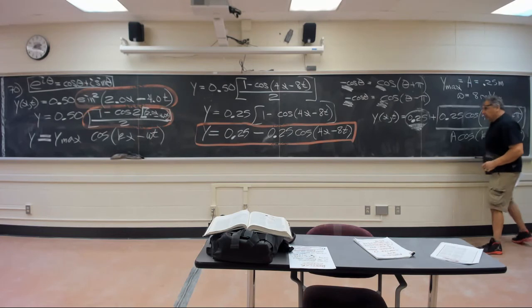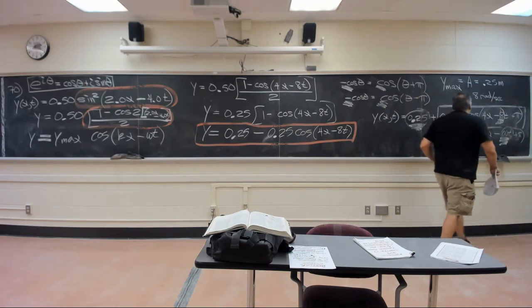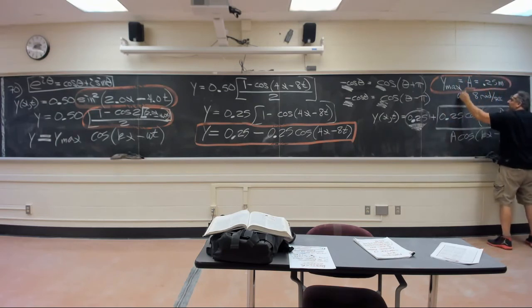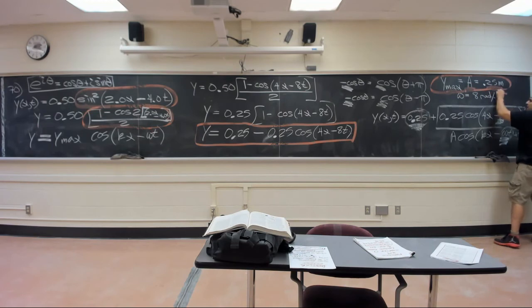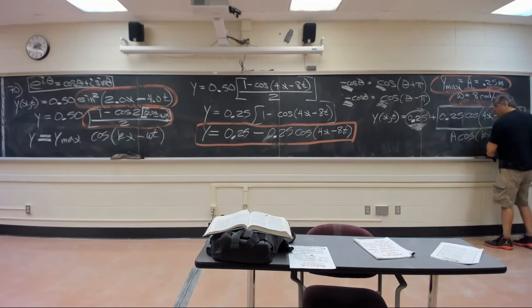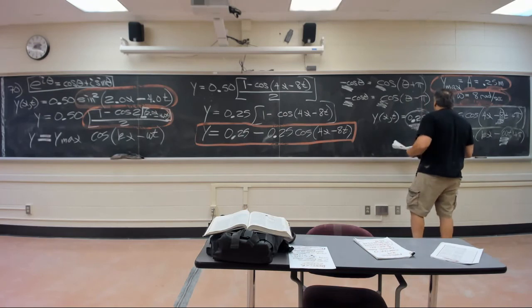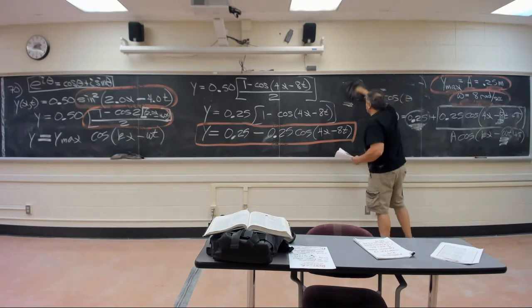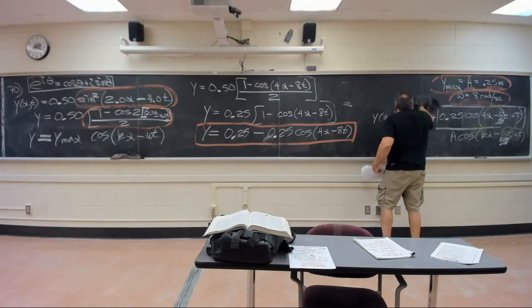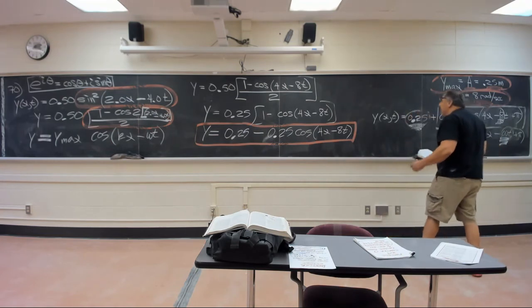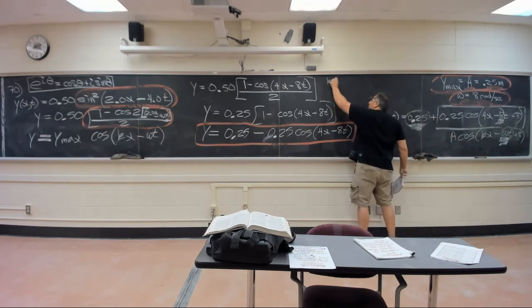So I guess they asked a bunch of questions, and we're answering some of those questions. We got Y max is this. That's the amplitude, right? That's this guy. We got the angular frequency is this. So what do we got? Well, we got a lot of stuff. We got k equals 4.